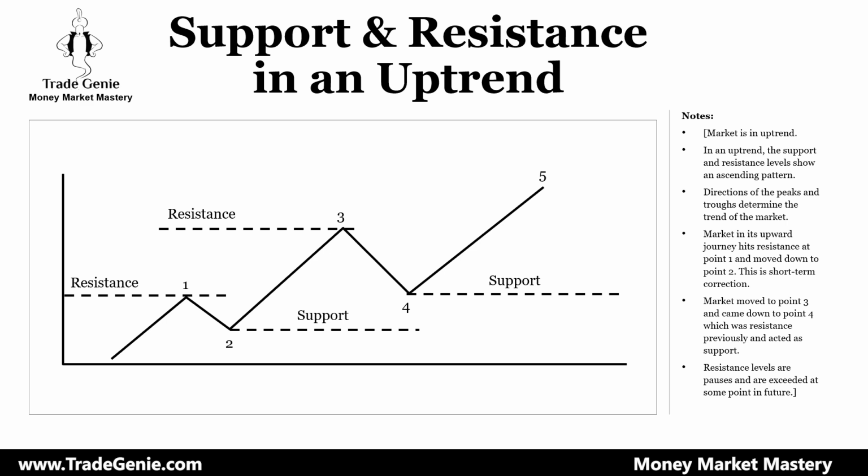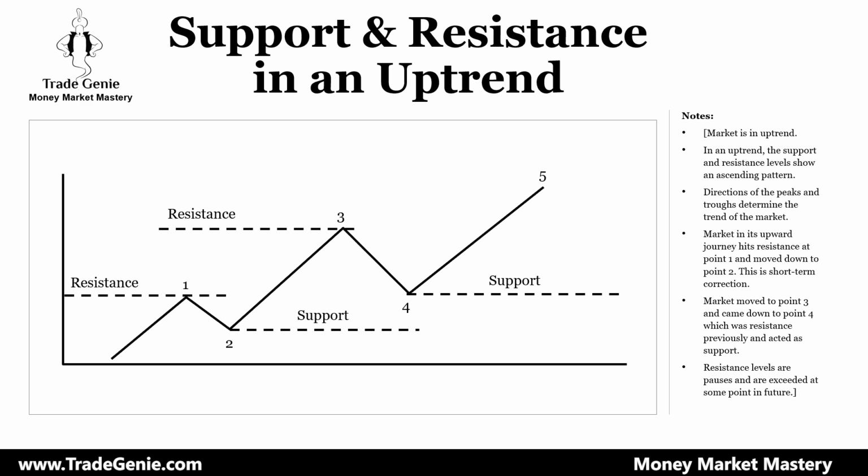The pullback you can identify by identifying the support and resistance. This is one of the best ways to identify them. So what is support and what is resistance? Support is where the buyers are. That's where the demand is. The resistance is where the sellers are. That's where the supply is. So support and resistance are the names of demand and supply, the buyers and sellers.